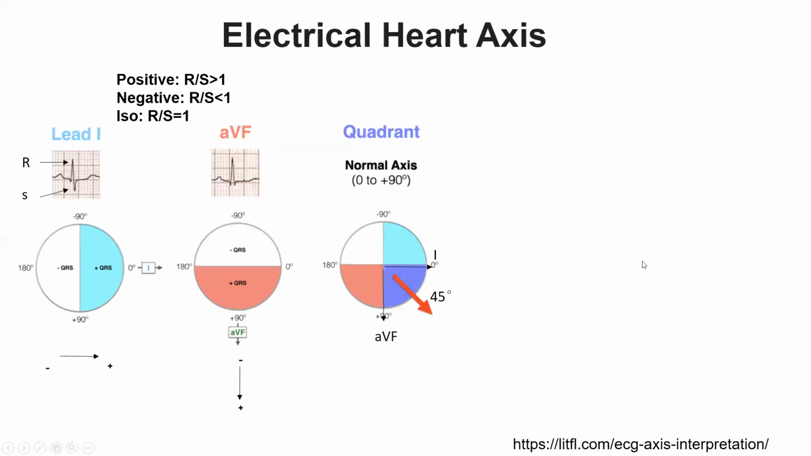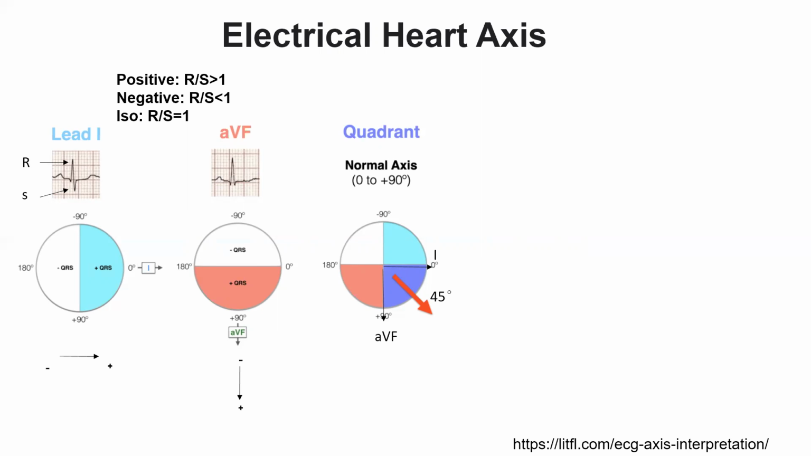Okay, so the third step, we want to know how to determine the heart axis. There are a lot of ways to do it, but here I give you the fastest way, the quick method to read it, which is also my favorite one. I just use two leads to determine it, lead one and aVF. Here we also need to use the R to S ratio for this method.